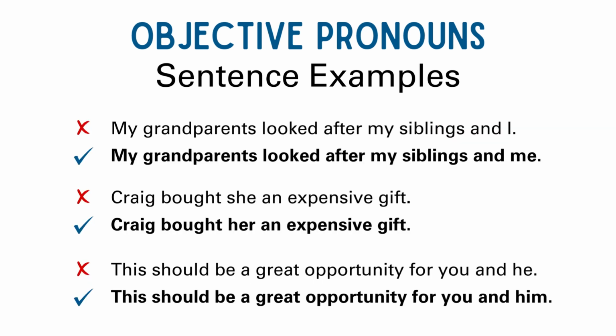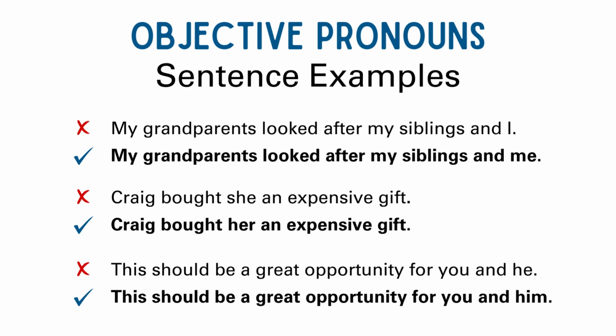Let's look at a few more examples. My grandparents looked after my siblings and me. Why me and not I? Because my siblings and I are the object, not the subject of the sentence. My grandparents is the subject, that's why we use an objective pronoun, me instead of I, which is a subjective pronoun.